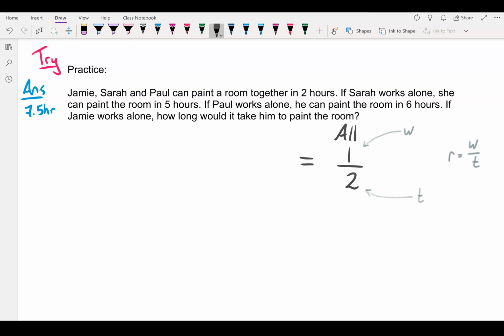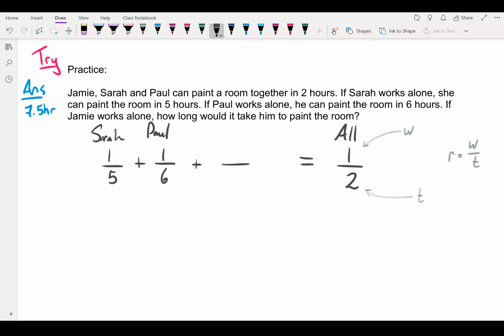If Sarah works alone, she can paint the room in 5 hours. So Sarah over here is going to try to paint one room in 5 hours. Maybe they know that based on past experience. They have all this data somewhere at the job, and they know roughly on average how long it takes her. If Paul works alone, he can do it in 6 hours, so he's not quite as efficient as Sarah. Maybe he's a younger guy, maybe he just is new to the job, maybe he just doesn't know how to paint a room. Who knows? If Jamie works alone, how long does it take him?